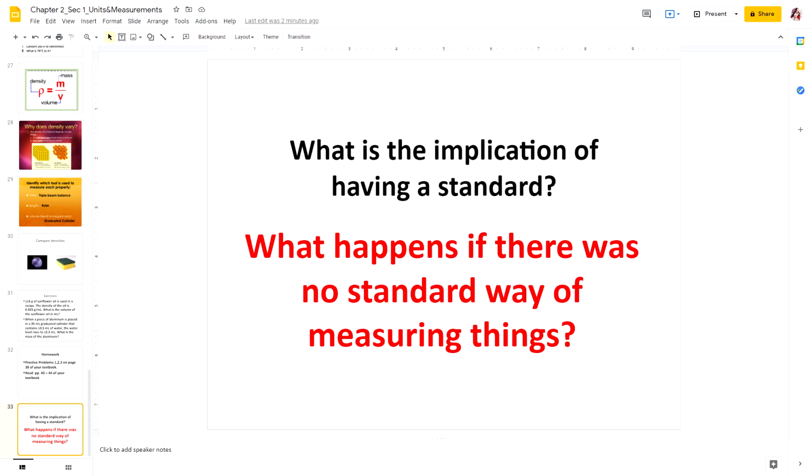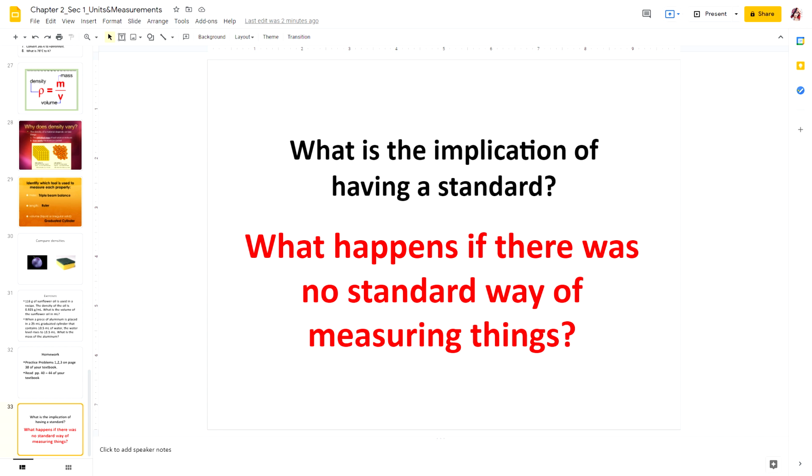Okay, so what is the implication of having a standard? That is the question that I want to ask you before we end the lesson. What is the implication of having a standard? And what happens if there was no standard way of measuring things? When you have a standard, obviously everyone will need to follow that standard, right? It's not only some, but everyone.